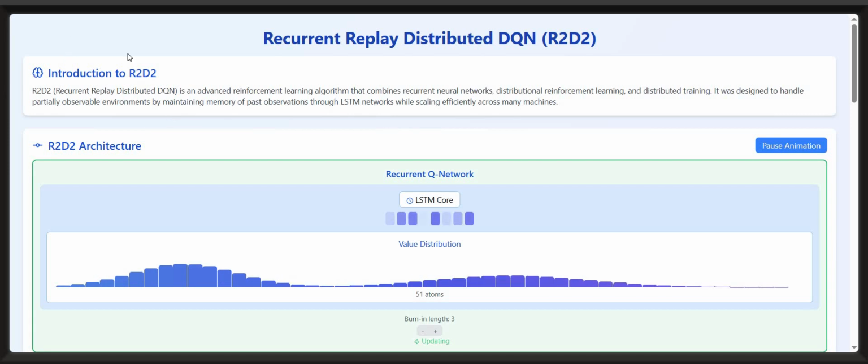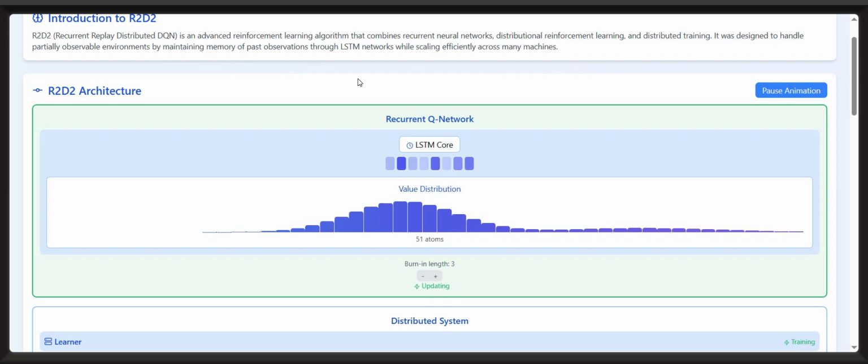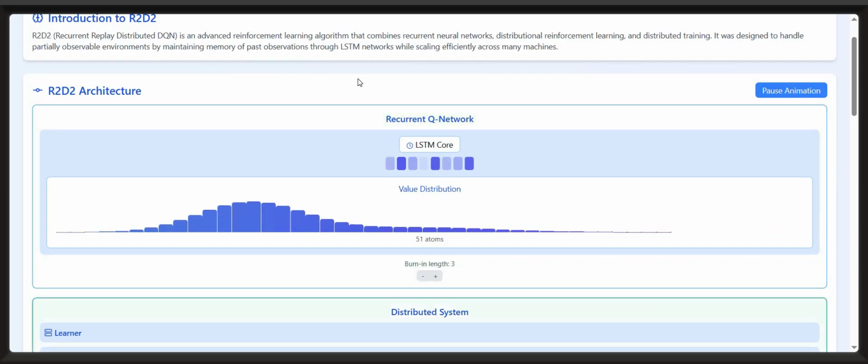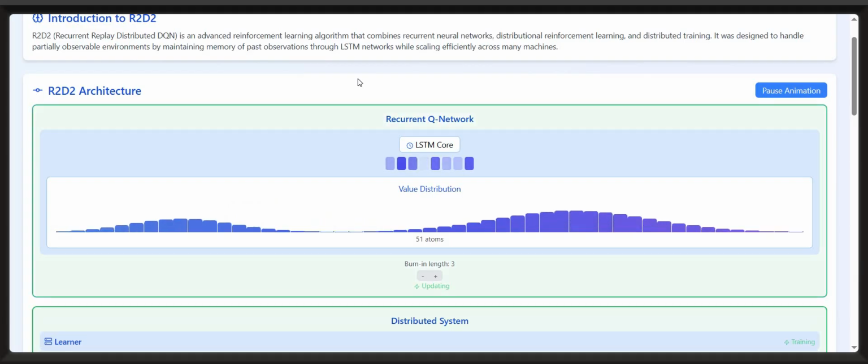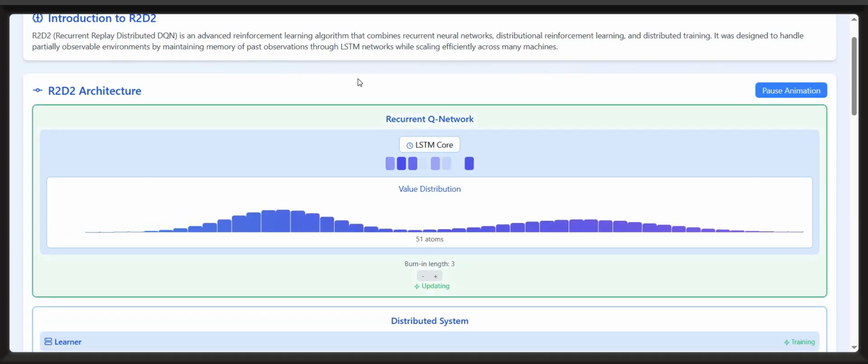Let's look at this top block. This part is showing the recurrent Q network. At the core of this is the LSTM module. LSTM stands for long short-term memory, and it is a type of recurrent unit that can maintain a hidden state over time. That hidden state is updated at each time step based on the new input and the previous memory.